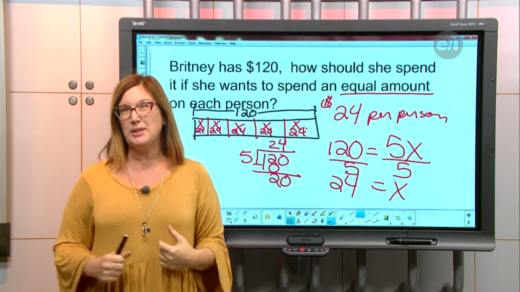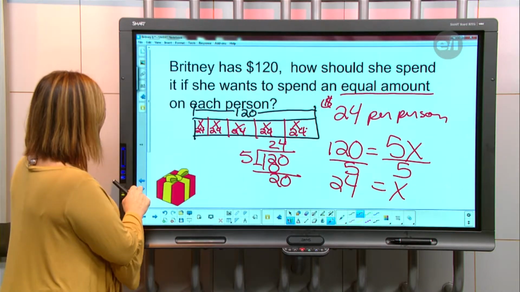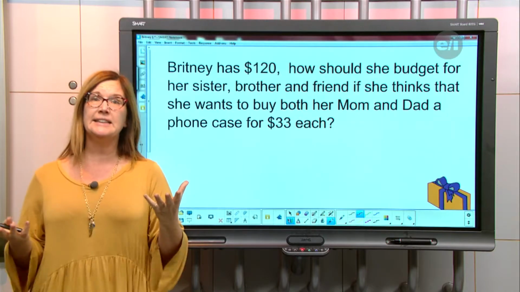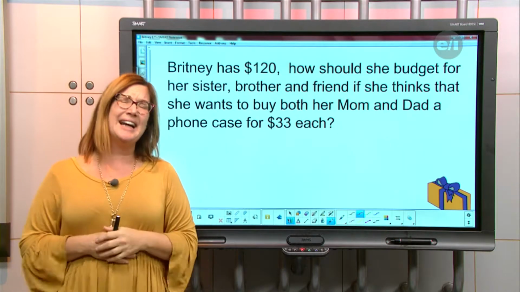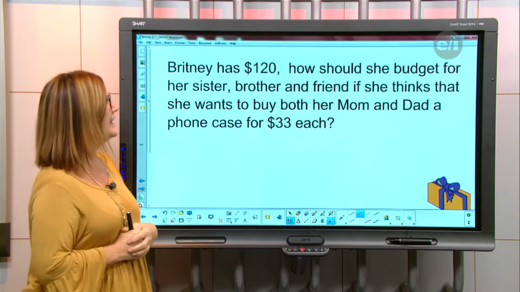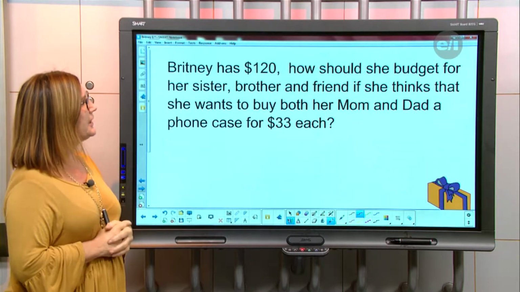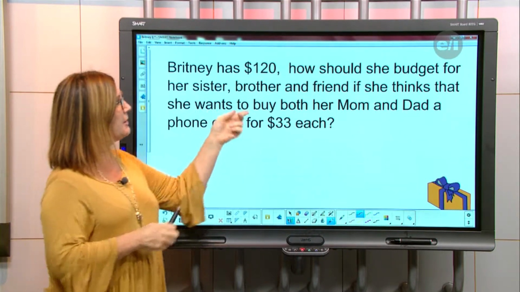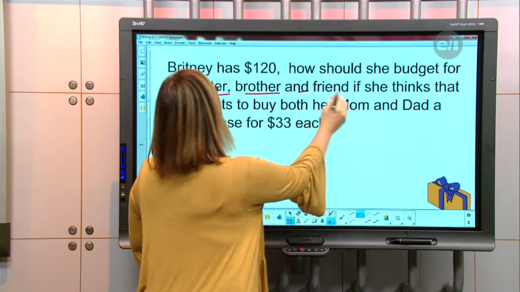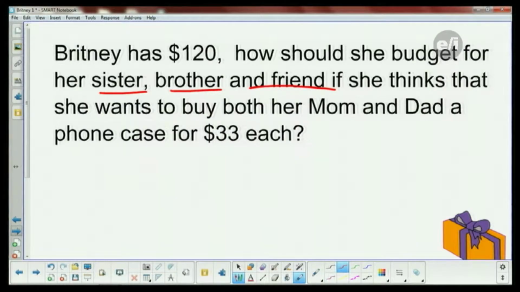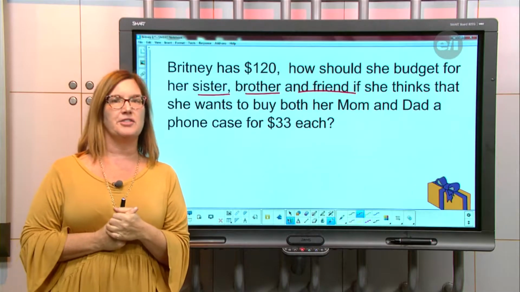So now let's take it up to a little bit of a harder problem for Brittany, okay? Brittany still has $120. She says, you know what, I don't want to give everybody the same amount of money. She wants to know how much she should budget for her brother, her sister, and her friend if she wants to buy both her mom and dad a phone case for $33 each, okay? So now she's like, oh, I think the phone case is $33.